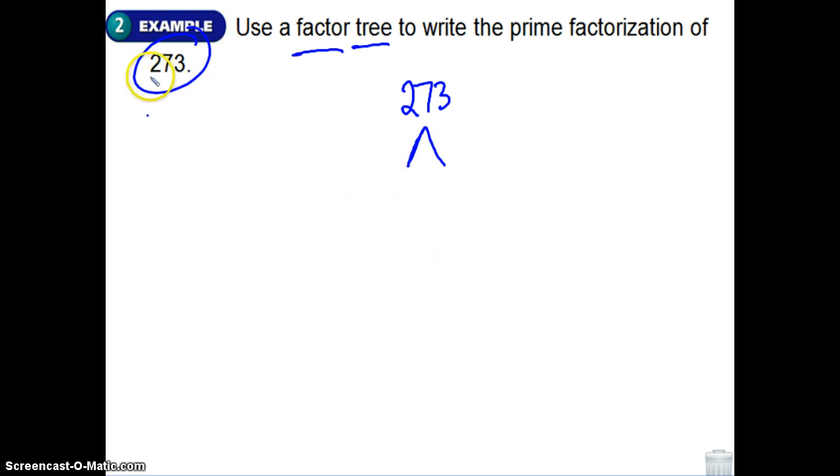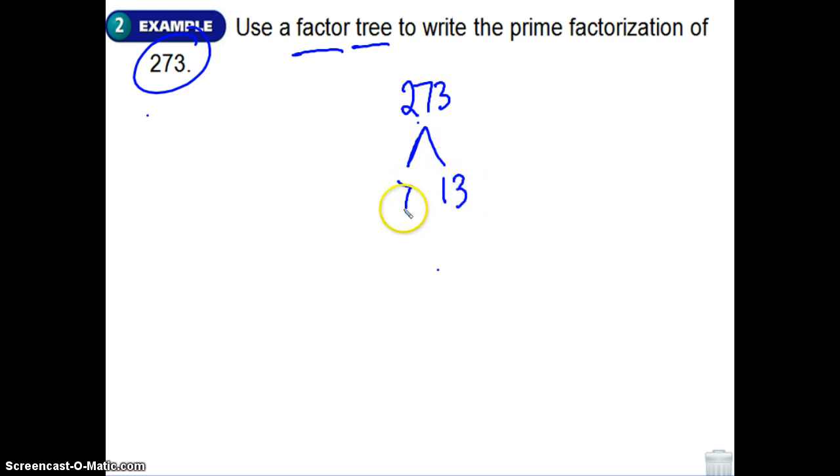So I need to look at 273 and think to myself, can I divide 273 by anything? Since I'd say I'm pretty good at math, I know that 273 is divisible by 7. So I'm going to help you guys out and put 7 right here. So 273 is divisible by 7. So what happens when 273 is divided by 7?